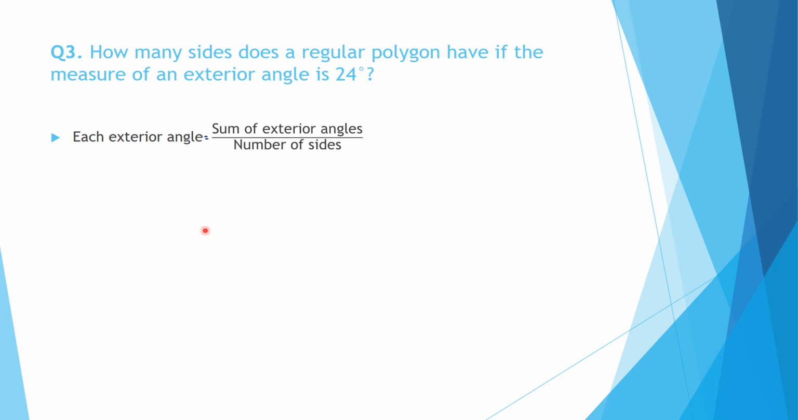And number of sides. आप इस फॉर्मूले में दो चीजें आपको दे रखी हैं, and third you can find out, or you can make like this. Each exterior angle is 24 degree. Sum is 360 and number of sides. Now you can cross multiply.